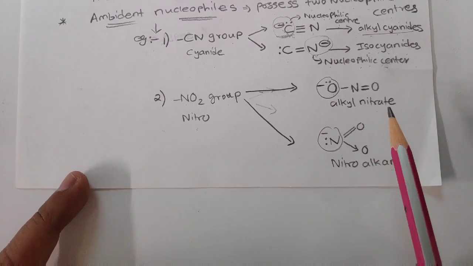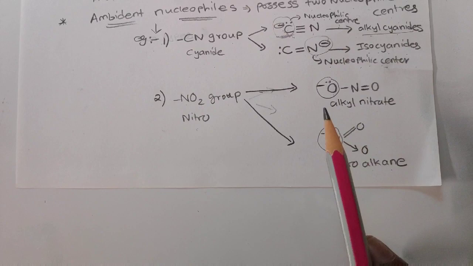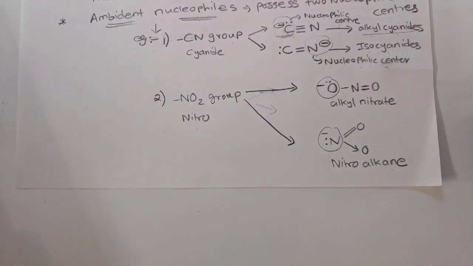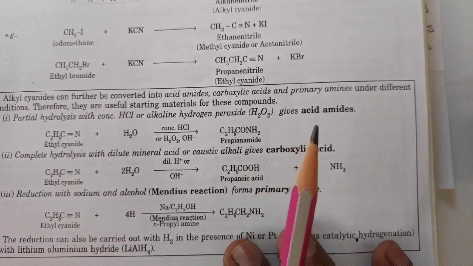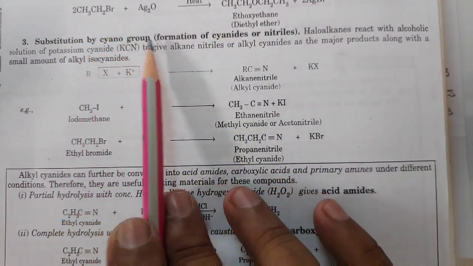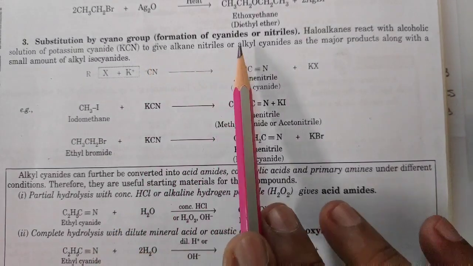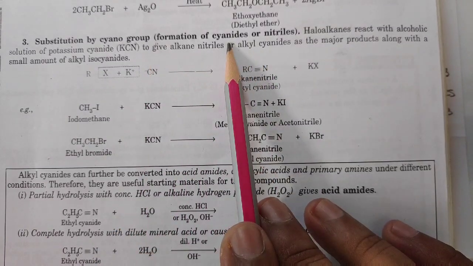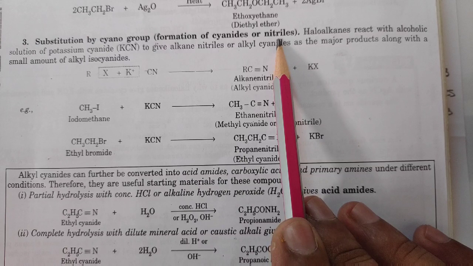Now this one we will see the example in your reference book. See, now you can see in this reference book what is written, substitution by cyano group. Now when we talk about this cyano group, that is cyanide, you can also call it nitriles also you can call.